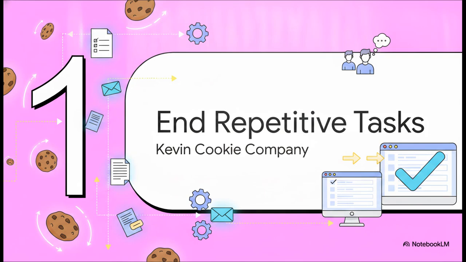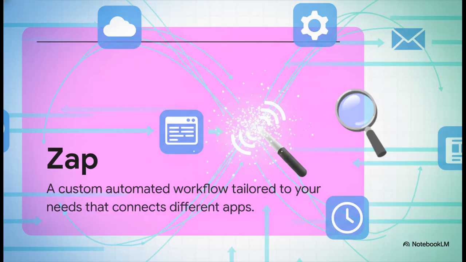Section 1, the end of repetitive tasks. Meet the Kevin Cookie Company. So the Kevin Cookie Company is losing hours manually copying Google Form feedback into personalized Gmail responses. Imagine that. Someone on their team actually has to sit there, manually read the form submission, copy the email address, and slowly type out a reply. It's a nightmare. To solve this, we're going to build a Zap.